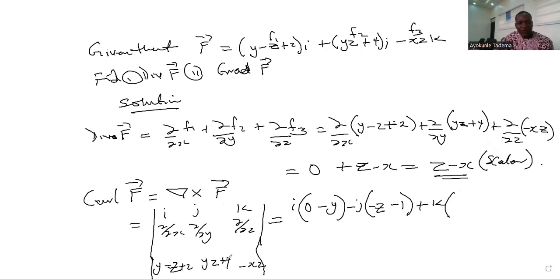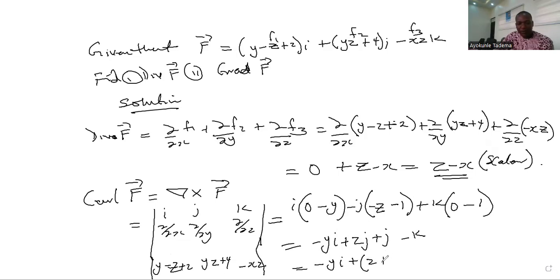Plus k, open bracket, cover this. Differentiate this one with respect to x. Since this one is not a function of x, we have 0. Minus, you differentiate this with respect to y. When you differentiate this with respect to y, you have 1. Okay? Now we open the bracket here, you have minus yi plus zj plus j minus k.